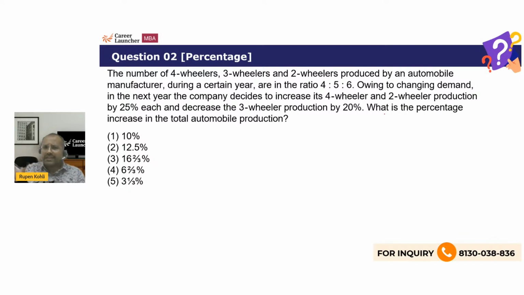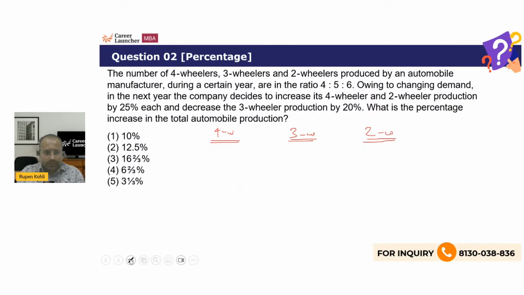Two of the things are increasing, the other one is decreasing also. Overall, there should be a net plus change. Let's see. So four-wheelers, three-wheelers, and two-wheelers are in the ratio of 4 is to 5 is to 6 in that order.